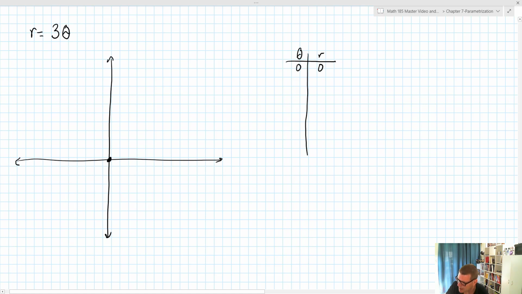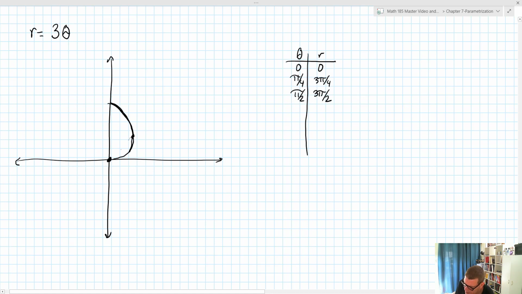Now, what happens if we go to pi over 4? Now this is r equals 3 pi over 4. Once I hit pi over 4, I've gone fairly far away. It's almost 3, so it's somewhere around here at pi over 4. And I can imagine what's happening: I'm getting further away. Let's say I now go to pi over 2, and now r is 3 pi over 2. Well, that's pretty significant. That's about 5. We get further away from the origin as we circle around.